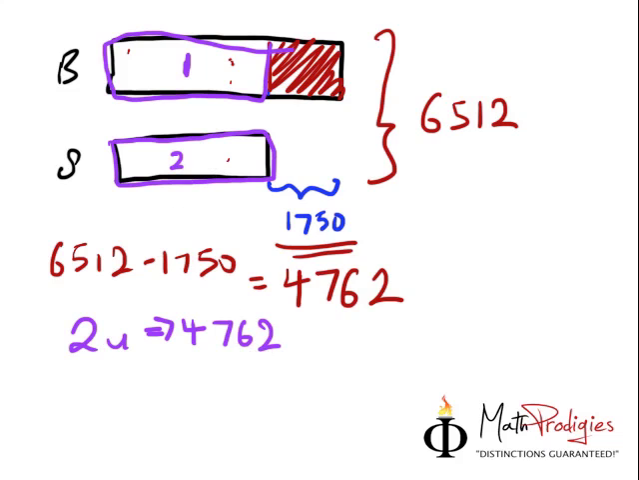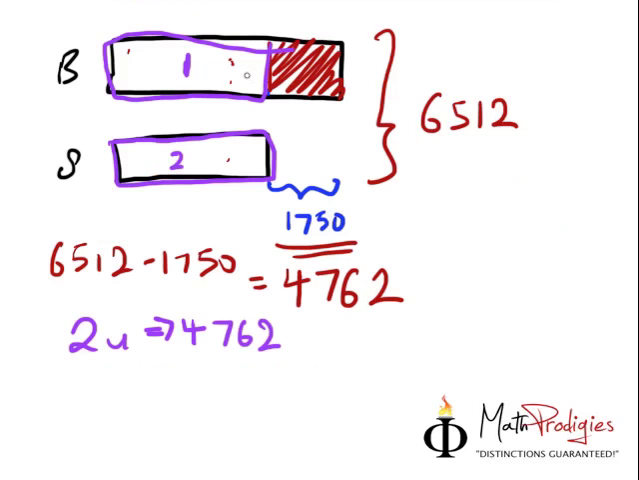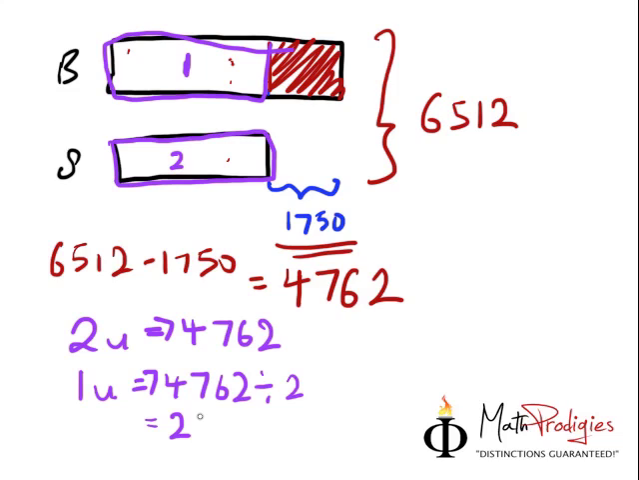So how do I find one unit? Why do I want to find one unit? Because I want to know what the bigger number is. In order for me to find the bigger number, I need to find the one unit first and then add it to the 1750. So we find one unit first. One unit is equal to 4762 divided by 2. And what's the answer? Divided by 2, you will get the answer 2381. Bam! So one unit is 2381.